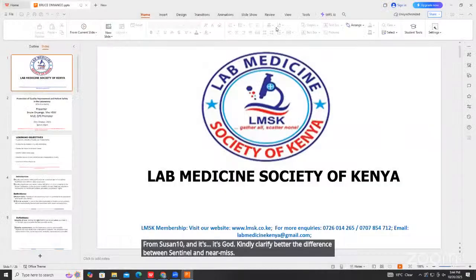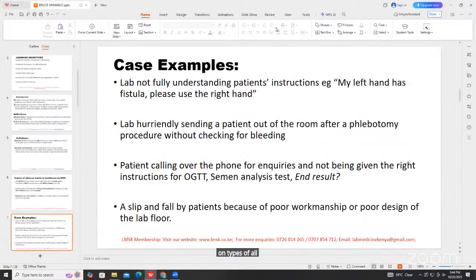Let me check on our question 2 from Susan 10, and it goes: Kindly clarify better the difference between sentinel and near miss on types of OBR. Back to you, Bruce.